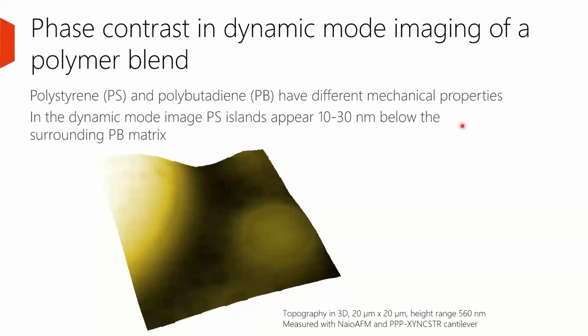Now let's give a few examples. This is an example of a polymer blend, polystyrene mixed with polybutadiene. That's the topography. You already see there are different islands there. On the left it's higher. There are some holes, or more or less holes, in the membrane.